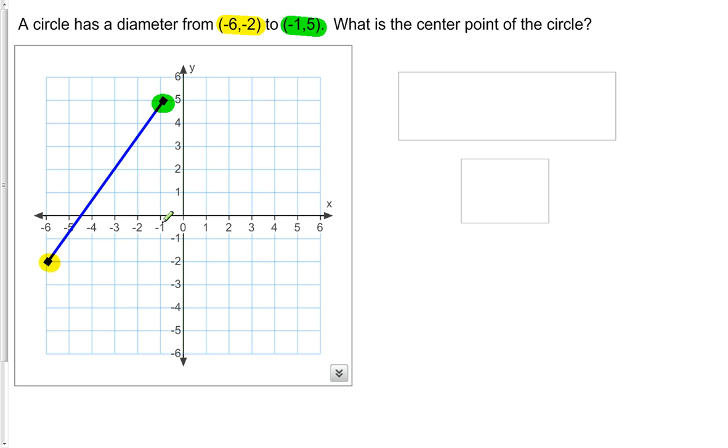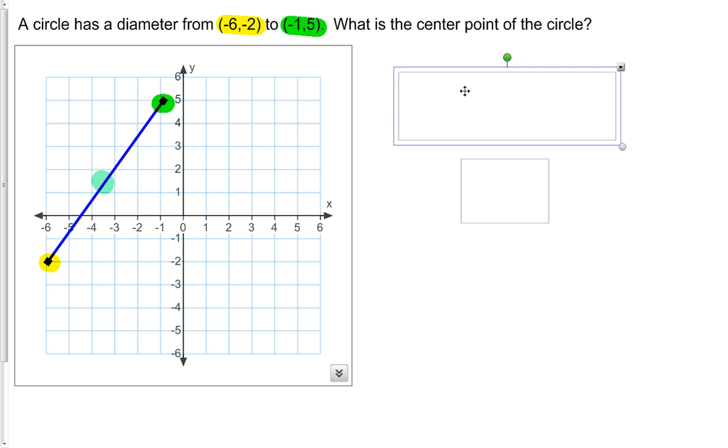Between -6 and -1, they're about 5 apart, and half of 5 is 2.5. So if I go 2.5 over, that'll be my x-coordinate, and that means from -2 to 5 is 7 apart, so 3.5 down is going to be my y-coordinate. So I should have a center that's going to end up somewhere about there. So let's go ahead and check the math and see how that works out.